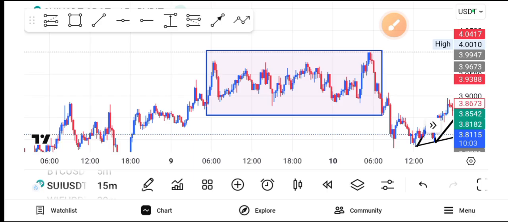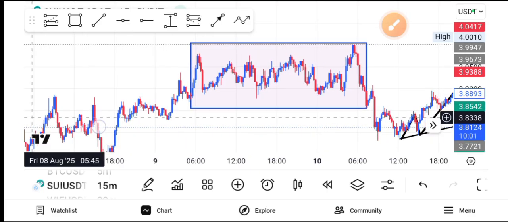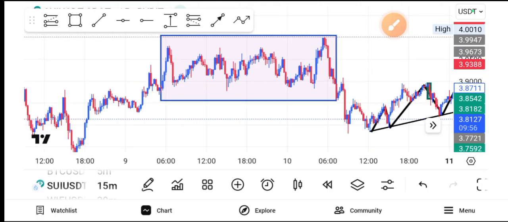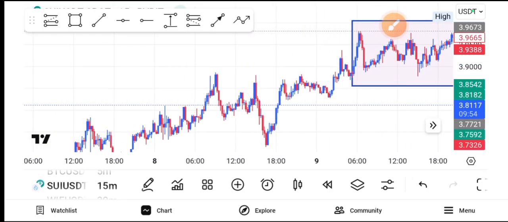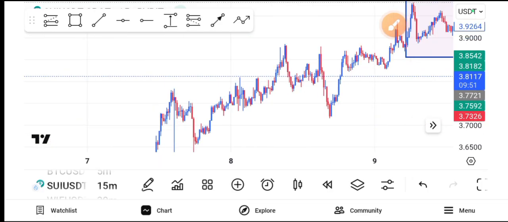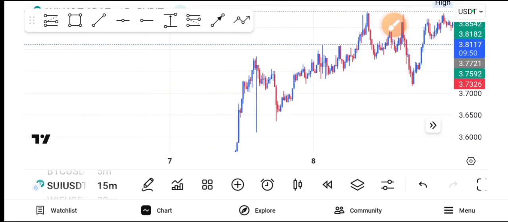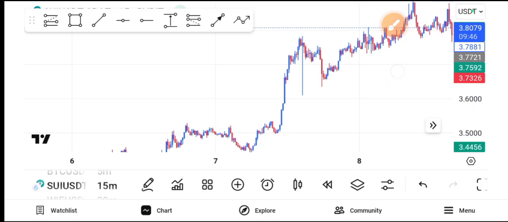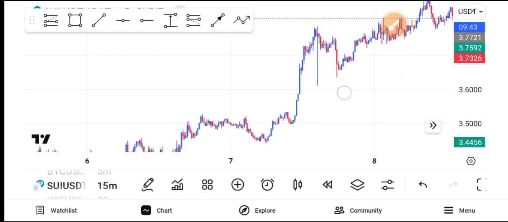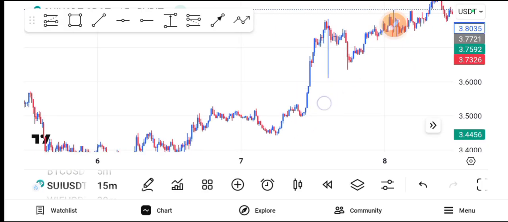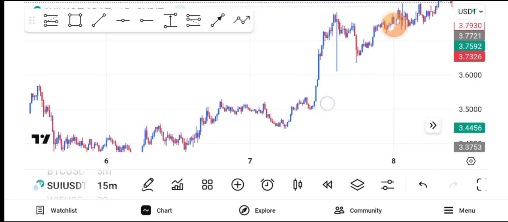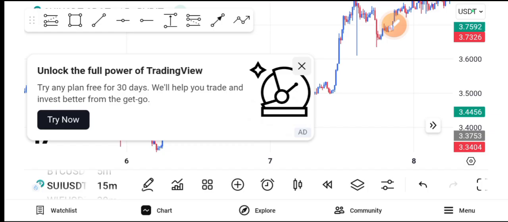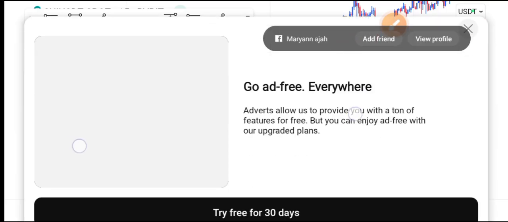Okay, let me not use this ranging. I want to use a clear movement in the market where you can really understand it very well, so that you'll be able to identify the support and the resistance zone. And the support zone simply means a supply zone, and the resistance zone simply means a demand zone. So just have that in your memory.